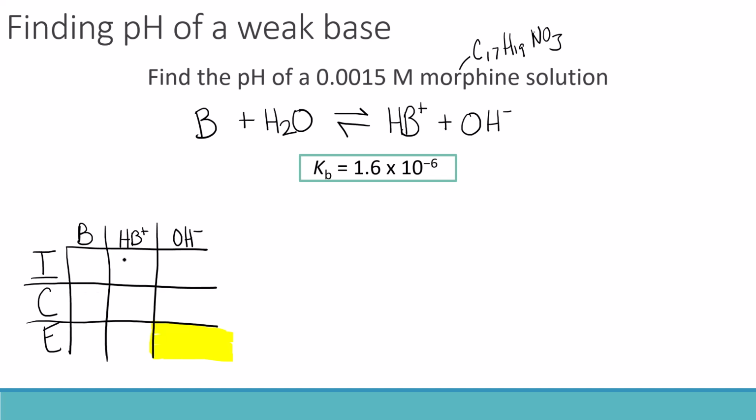Okay. All right, so our initial values, it gives us that the concentration of the weak base was 0.0015. We did not have any of our conjugate acid. We did not have any hydroxide. Now we're going to put the change in. So there's only one way for our products to go, and that is up, which means our reactant has to go down. So at equilibrium, our products are going to be X, and our reactant.